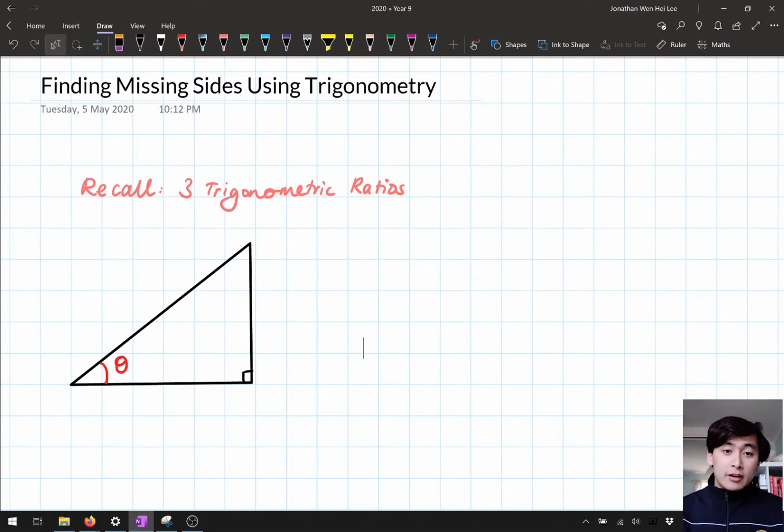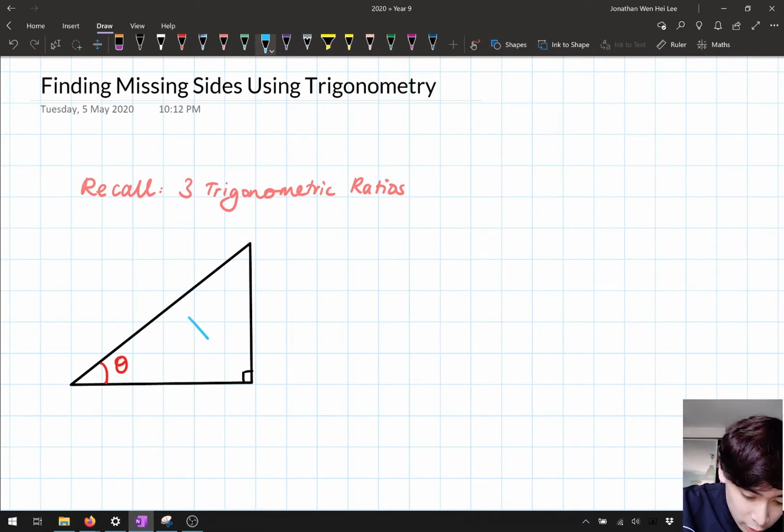The first thing that we did was we labelled the three sides of our right-angled triangle. The first side was the hypotenuse, which is always opposite the right angle. So we look at the right angle and we go opposite, and that side length there is your hypotenuse, or we shorthand it to h.